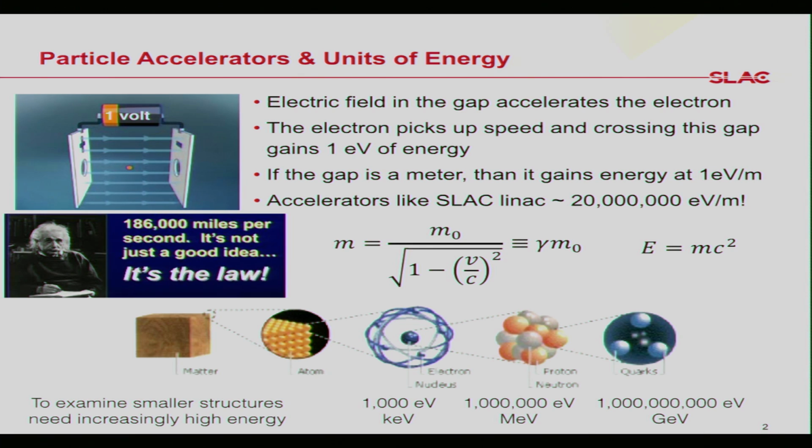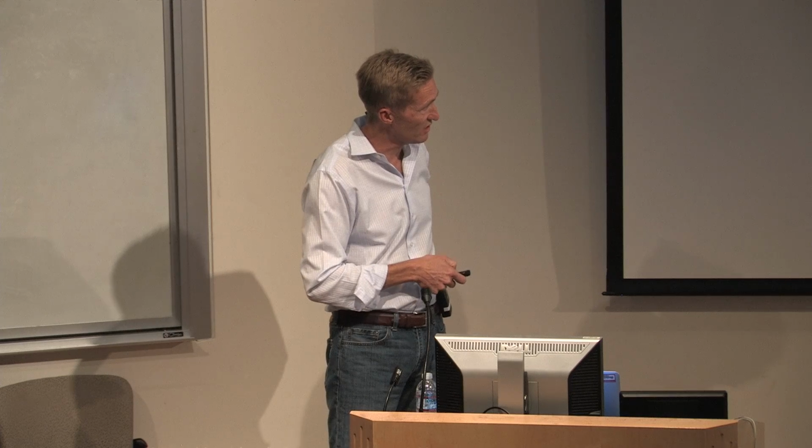If you want to look deeper and start to look inside the nucleus and separate the protons from the neutrons, you're going to need energies on the order of about 1 million electron volts. And now if you want to go deeper still and actually pull apart the structures that make the protons and neutrons up and understand the quark structure inside, you need energies of about 1 billion electron volts.